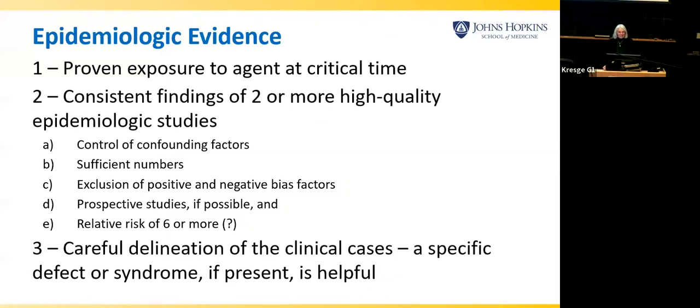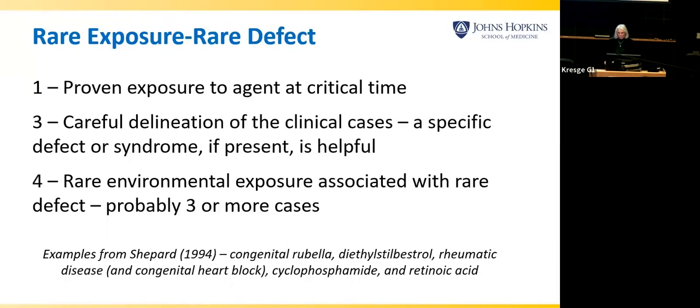So he said, well, you can do it by epidemiologic evidence, but he set the bar, I think, pretty high for these epidemiologic studies. You can see control for confounders, sufficient numbers, exclusion of positive and negative bias factors, prospective studies if possible, and a relative risk of 6 or more. You also have to have a proven exposure to an agent at a critical time, and you have to have careful delineation of the clinical cases. And he notes that a specific defect or syndrome, if present, is helpful.